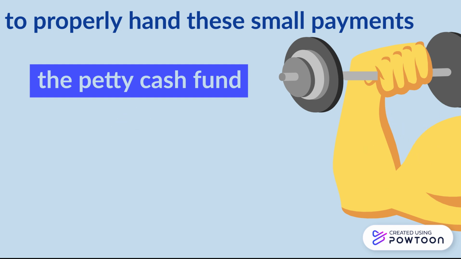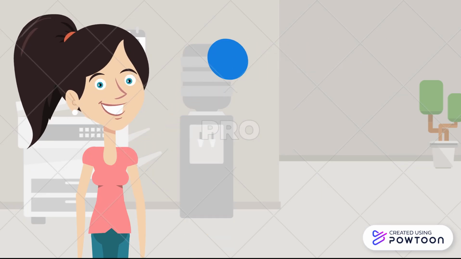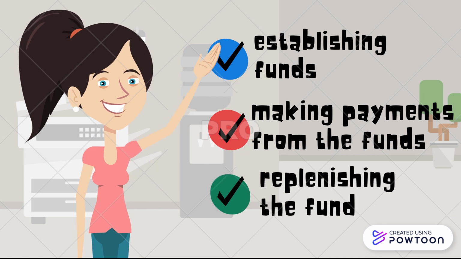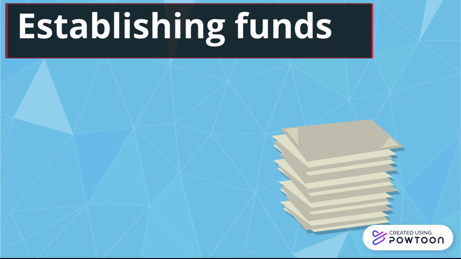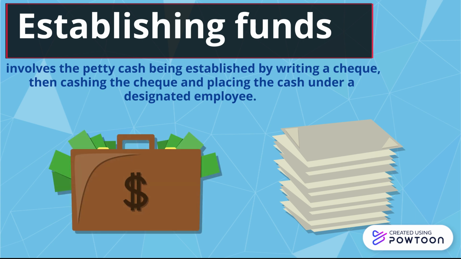The size of the petty cash fund is unique across all businesses, and the operation of the petty cash fund involves these three simple steps: establishing the fund, making payments from the fund, and replenishing the fund. What do these activities entail? Establishing the fund is the first activity, which involves the petty cash being established by writing a check, then cashing the check and placing the cash under a designated employee.